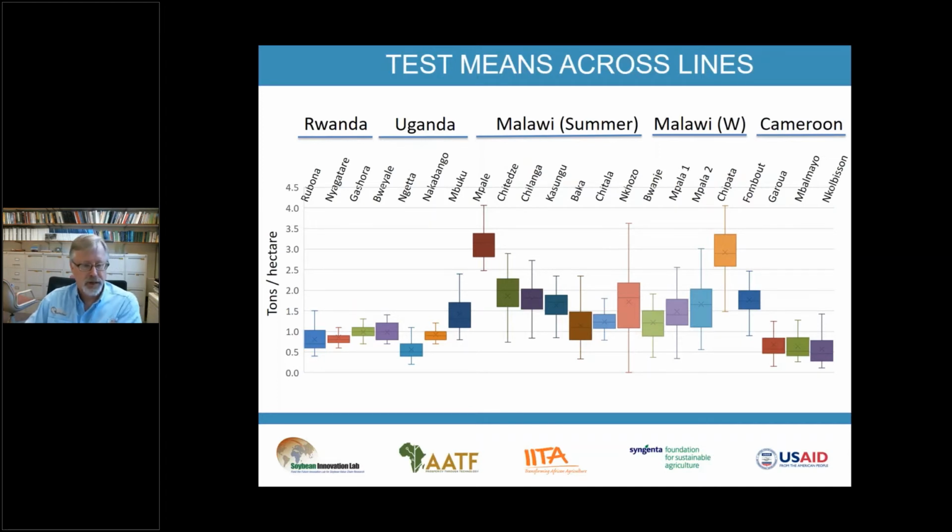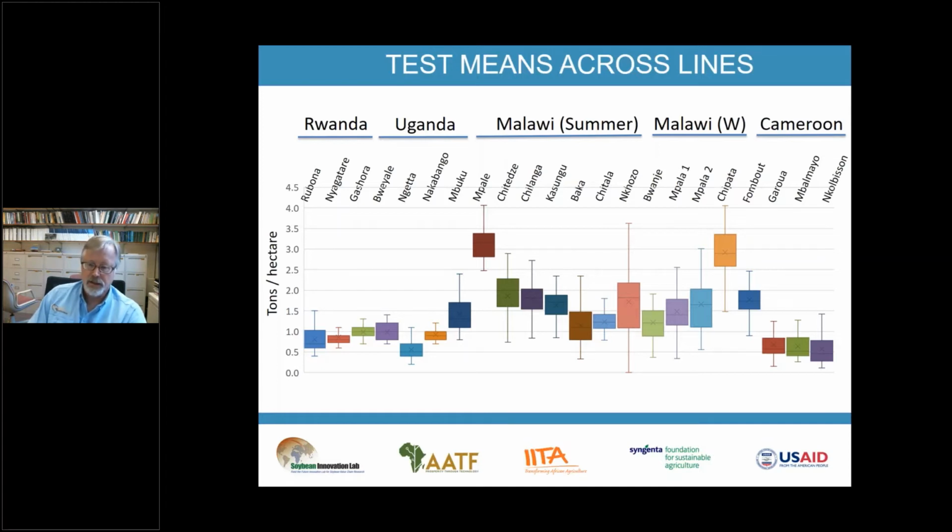So they basically have arranged locations from these different testing seasons and countries. For example, the first column with the box plot results would be Rubona in Rwanda. And this shows that the median yield in this test is about 0.7 tons per hectare. The middle 50% of the lines, which is shown by that box, range from 0.6 to 1.1 tons per hectare. And the range of the lines in this location vary from about 0.4 to 1.5 tons per hectare.